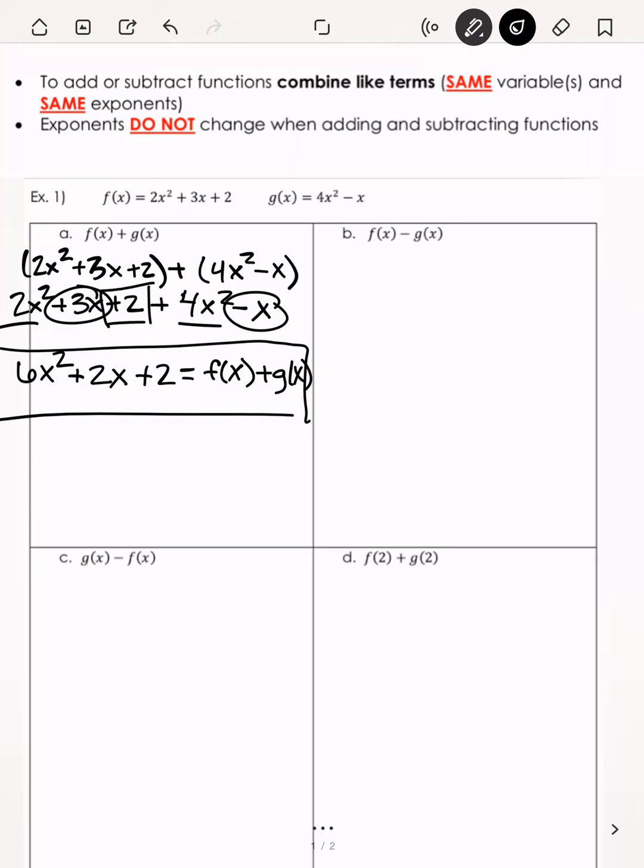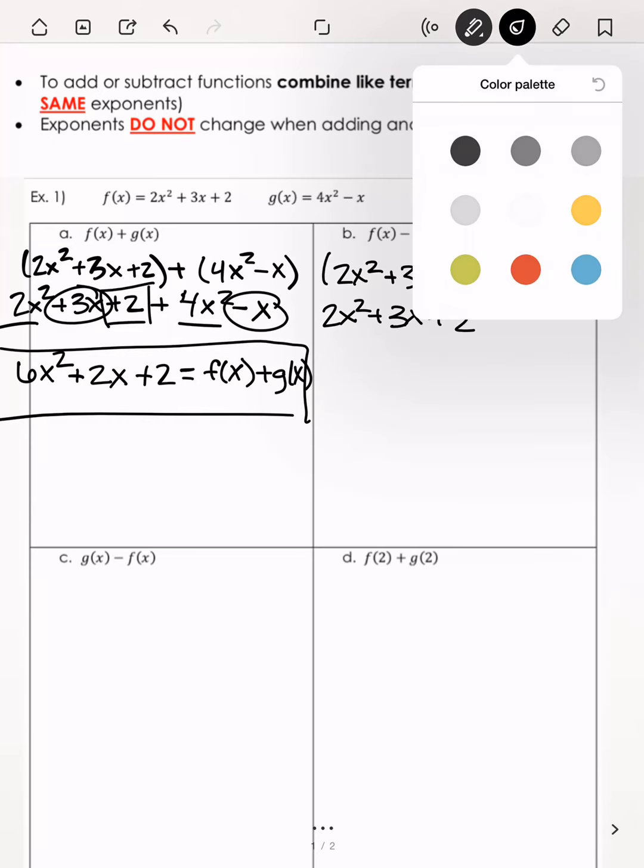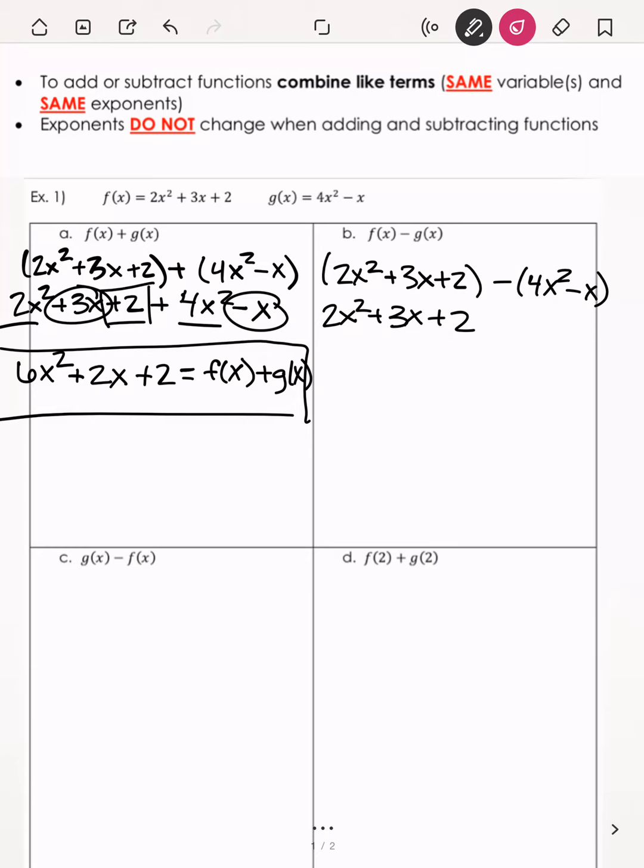Okay. Looking at letter B, we have f of x minus g of x. So I write f of x first. I'm going to subtract g of x. Now, unlike adding, we can't just drop the parentheses like we did. Although the first set, it gets to stay the same. The part after the minus sign, we have to change. We have to distribute that negative sign to everything after it.